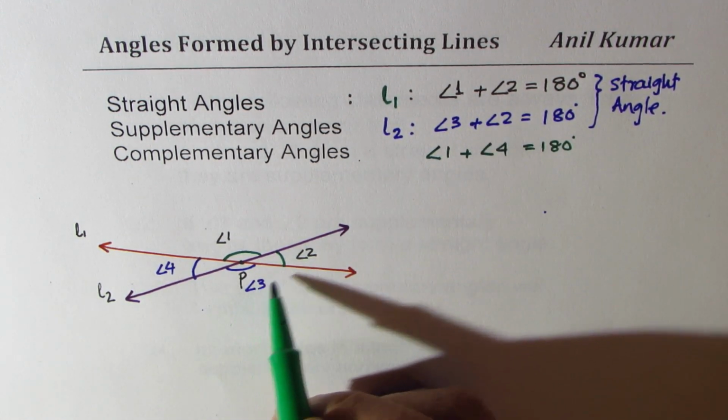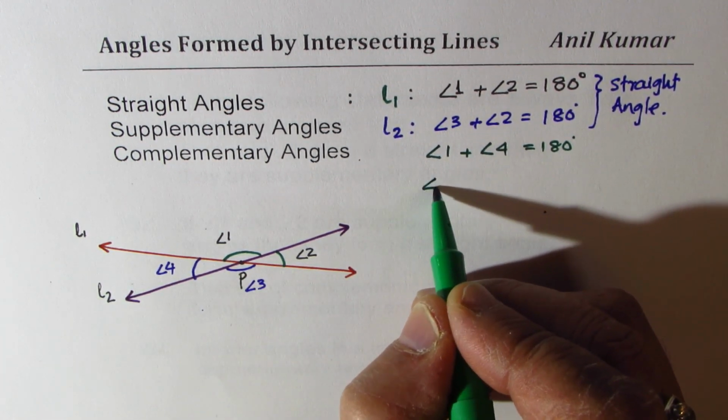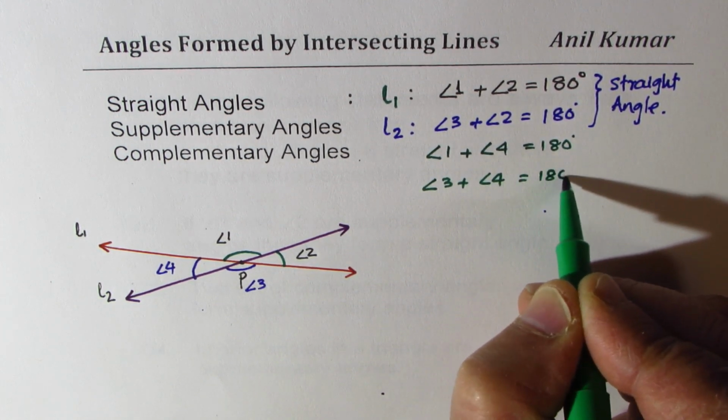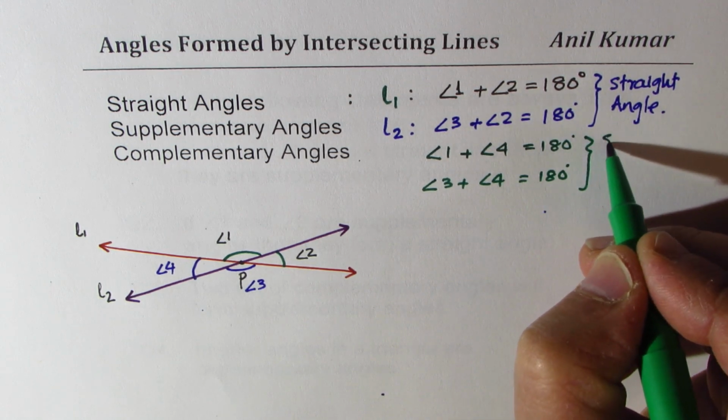We have taken 3 and 2. We could have taken 3 and 4 also. So angle 3 plus angle 4 also forms 180 degrees, and these two are also straight angles.